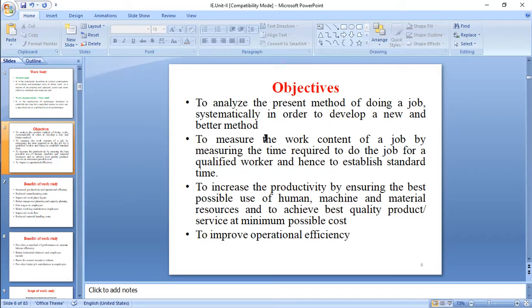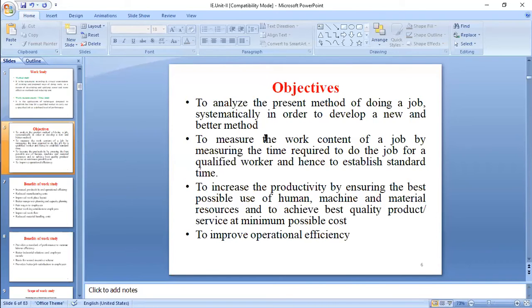So first, we need to have standard methods. Second, which is related to time, we need to have a standard established time for a specified job for a qualified worker. And third, if we need to increase productivity or the quality of the product or service at minimum cost, we need to optimize the use of the resources. Resources may be human resources, machine resources, or material resources.